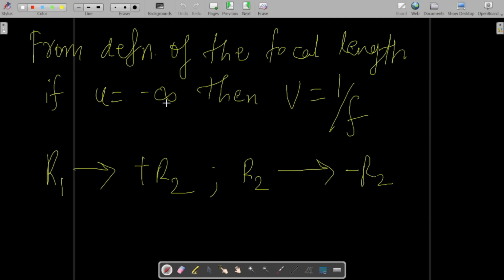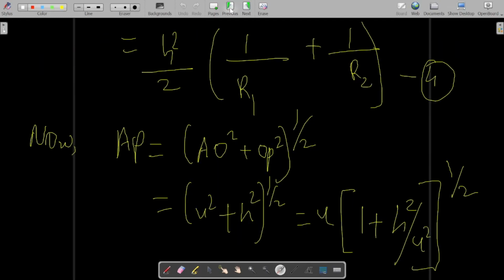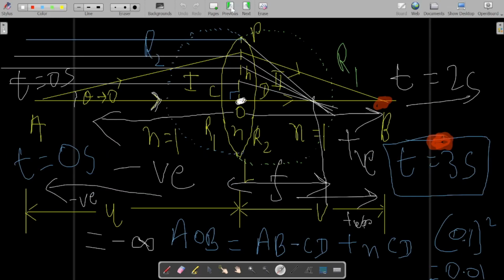So from the definition of focal length, you get something like this. If u is equal to minus infinity, then v equal to f, so 1 by f. And R1 equal to plus R1. Not plus R2, it is equal to plus R1. This is written accidentally. Let's see over here. This R1 will be equal to this green circle. Have a look at this circle, this particular circle. Let me highlight it in green.